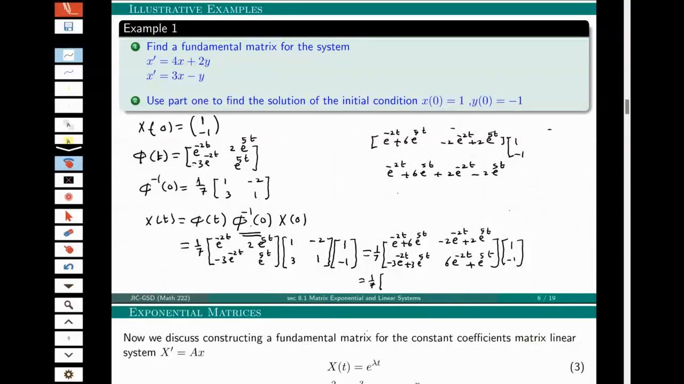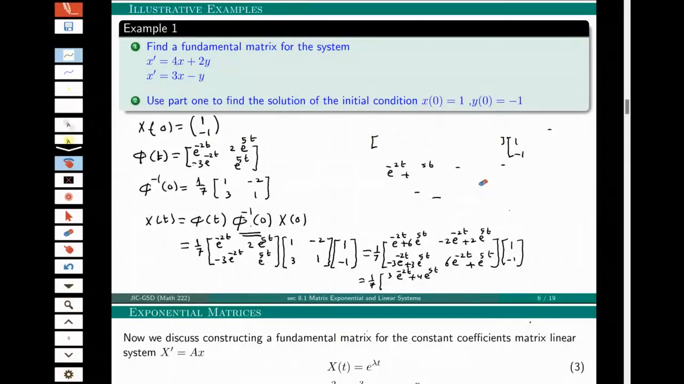So that will be equal to 3 e raised to the power minus 2t, and 6 minus 2, it's 4 e raised to the power 5t. Okay, so I will get here 3 e raised to the power minus 2t plus 4 e raised to the power 5t.